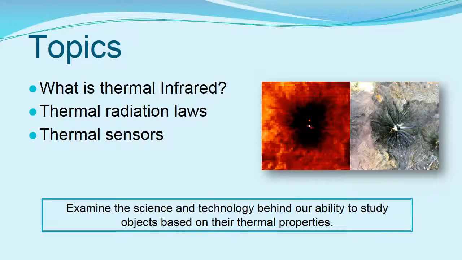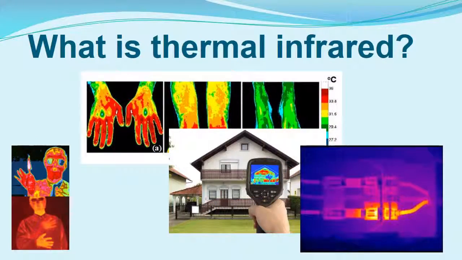In this lesson, we will take a look at the science and technology behind our ability to study objects based on their thermal properties. Thermal imaging technology is frequently used in things that apply to our everyday lives. Doctors use it to help diagnose disease and general health conditions. We can look at the energy efficiency of our homes by seeing where cold air is entering or where insulation is poor. It is used by building inspectors to detect faulty wiring. Firefighters use it to detect fire obstructed by smoke or walls.